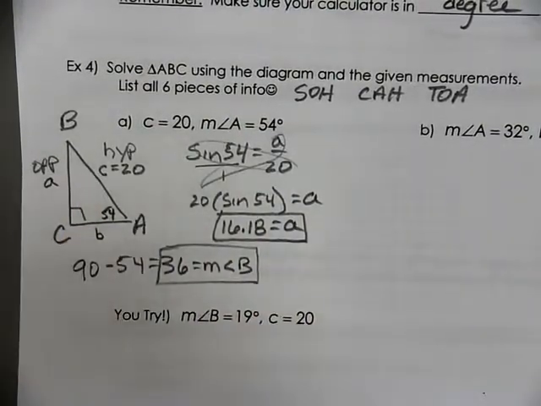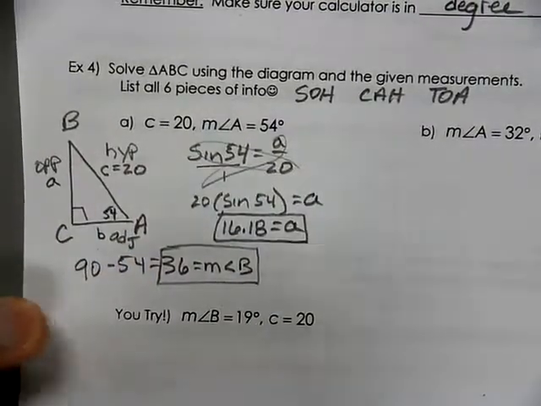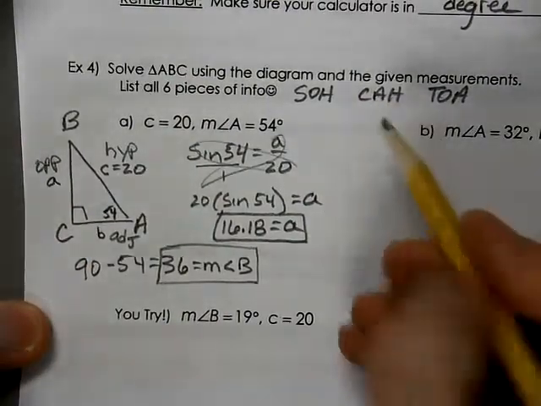So now we know two sides. We know side C and side A. We now have to find side B. Notice that side B is next to the 54. It's a leg, and it's next to it, so it's called the adjacent side. So we're going to use the adjacent and the hypotenuse, which is cosine.